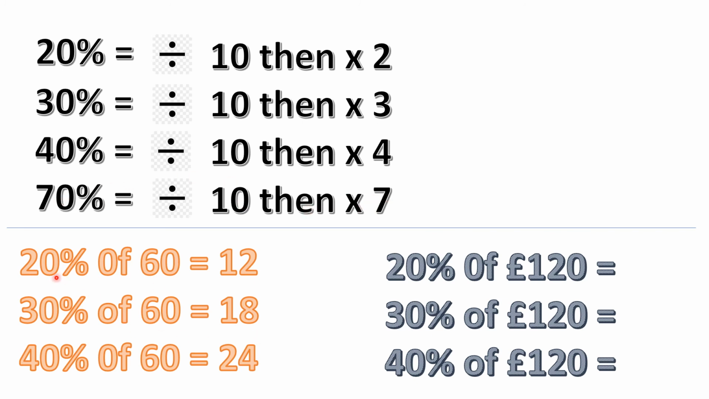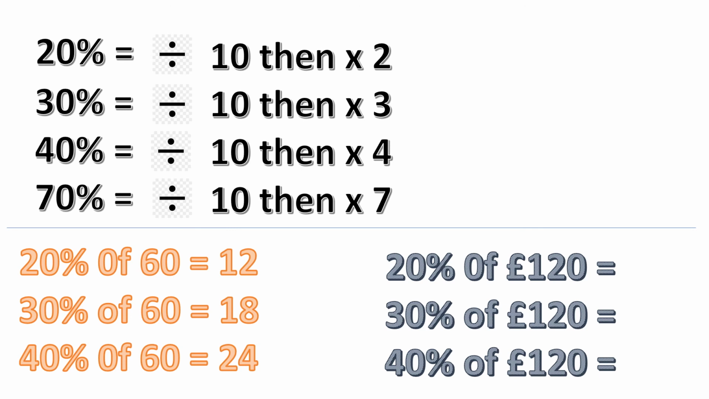Let's have a look at some examples. 20% of 60. Well, 10% of 60 is 6. So if you multiply 6 by 2, you get 12. 30% of 60. Well, 10% of 60 is 6. Then multiply it by 3, you get 18. 40% of 60. 10% of 60 is 6. Multiplied by 4 gives you 24. I'd like you to pause the video and have a go at some of these.